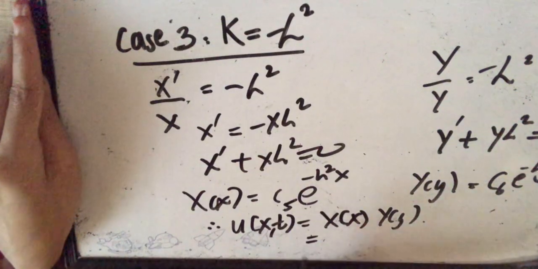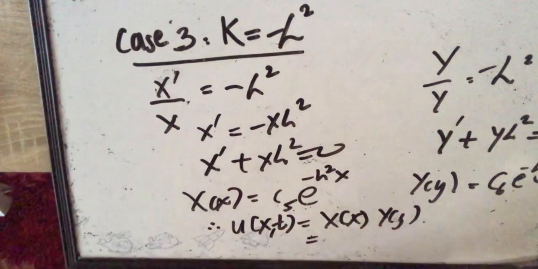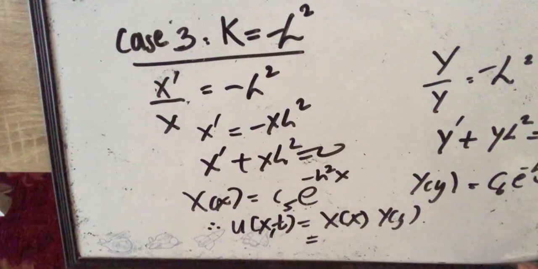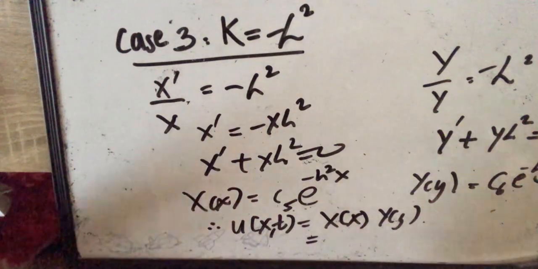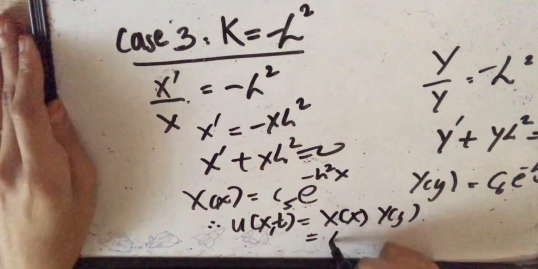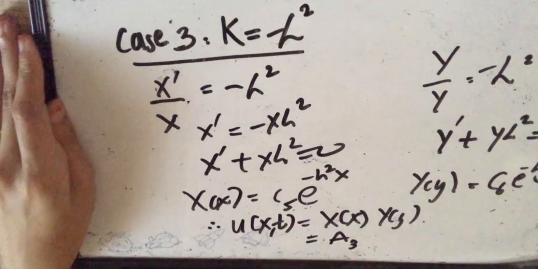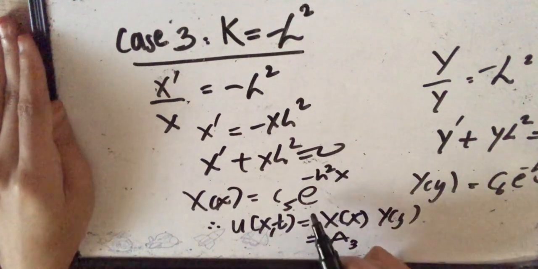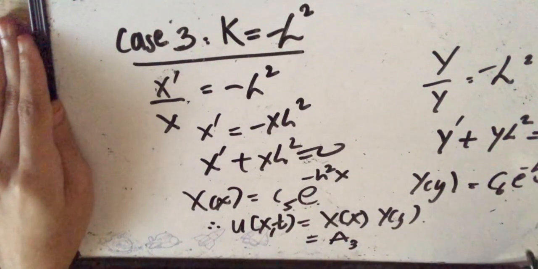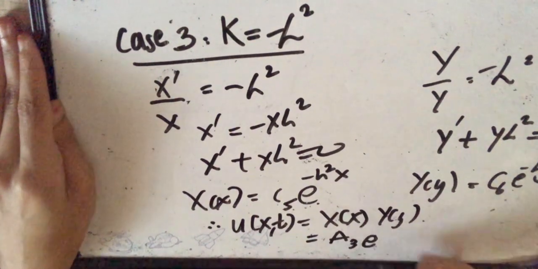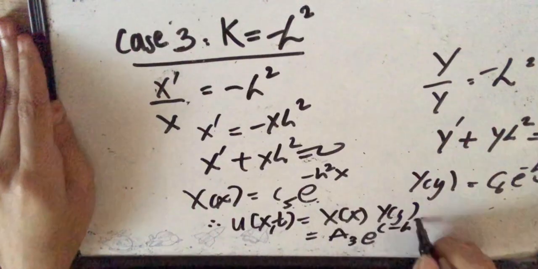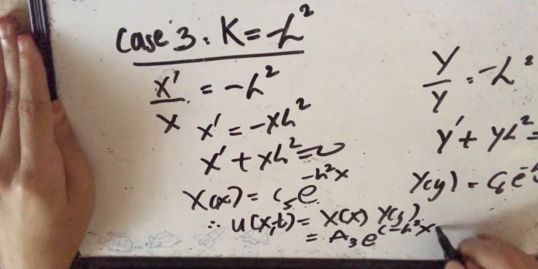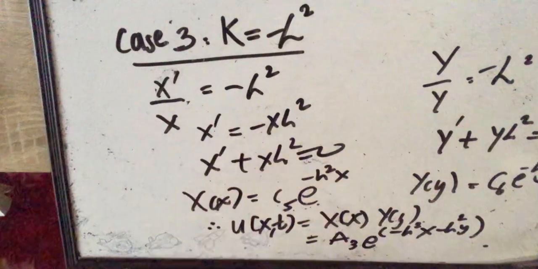So C5 times C6. C5 is a constant, and C6 is also a constant. So we just declare it as another new constant, A3 for example. So A3 is actually C5 times C6. Exponential times exponential, so for the power, we add the powers. So the power is negative lambda square x plus negative lambda square y. So this is the answer.